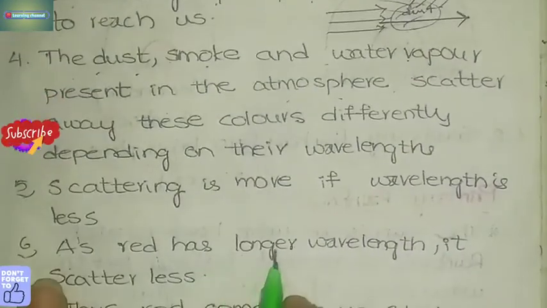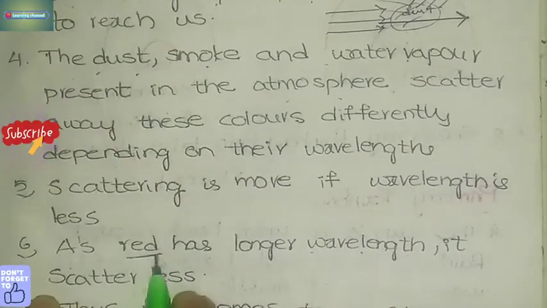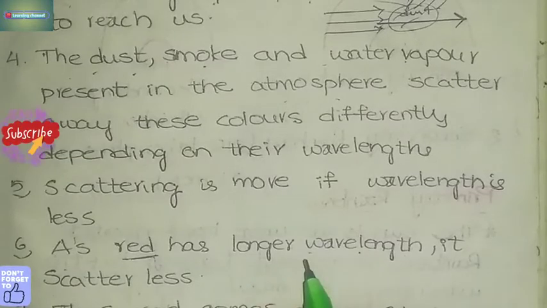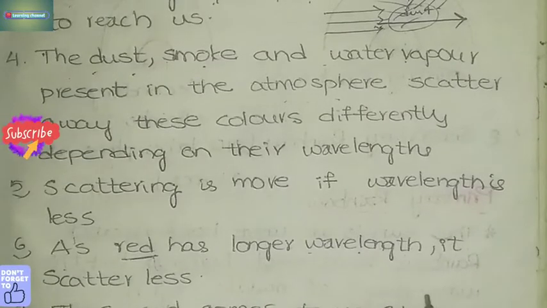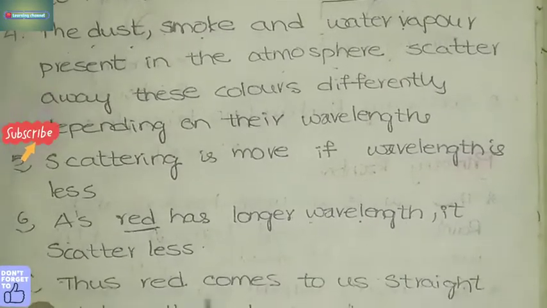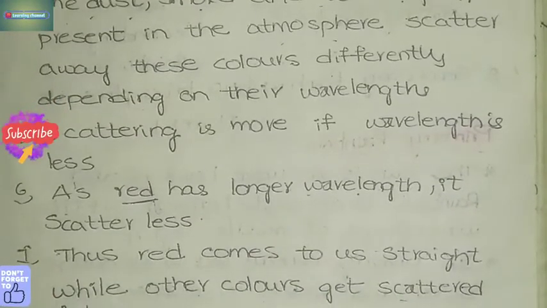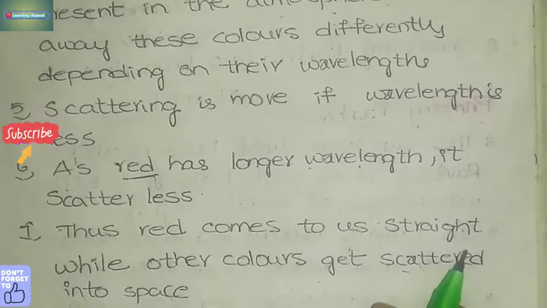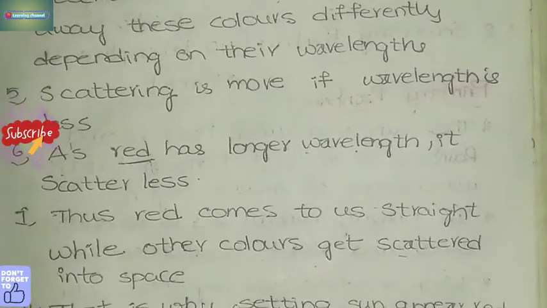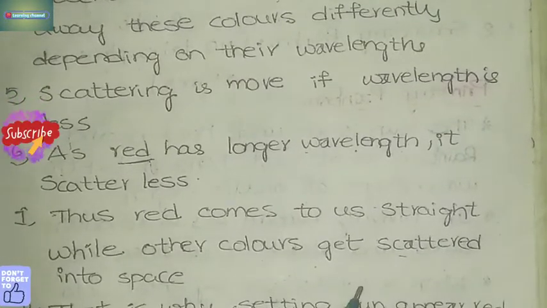As red has a longer wavelength, because of that reason, it will scatter less. Thus, red appears to us bright while other colors get scattered into space. That is why the setting sun appears red.